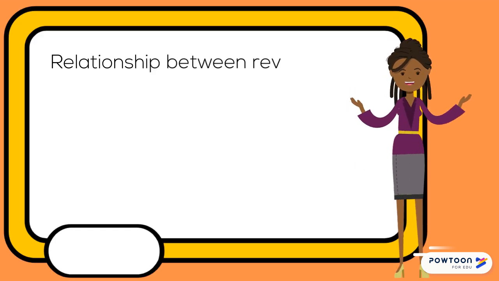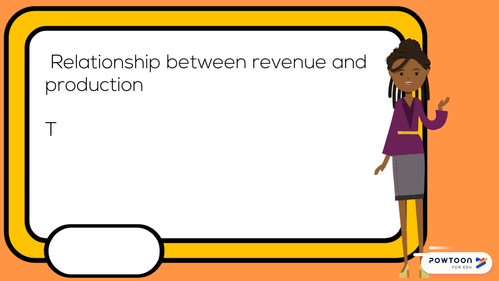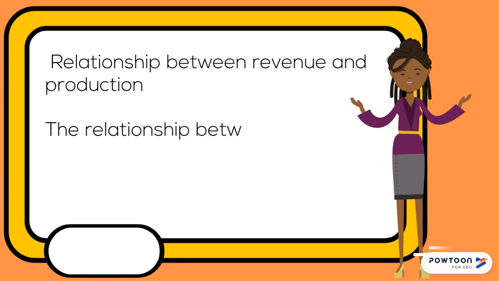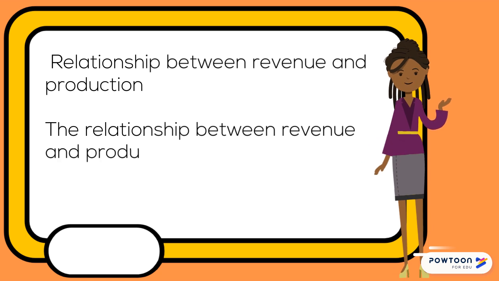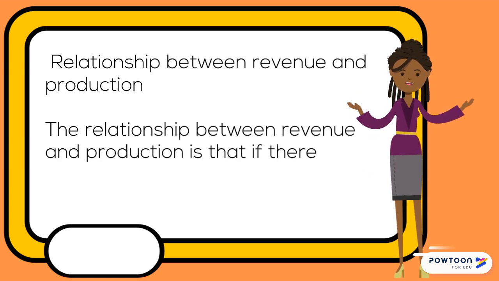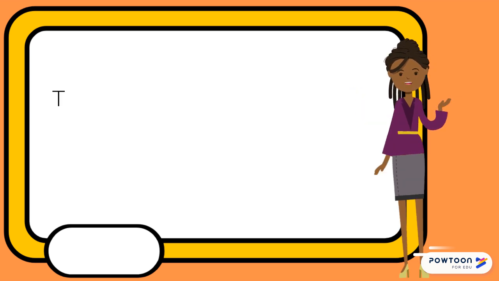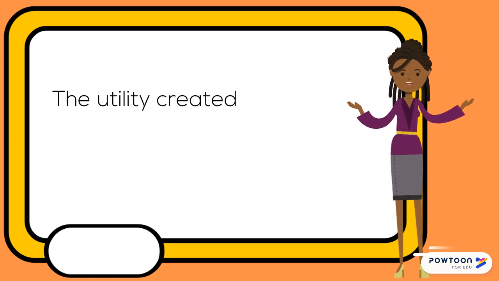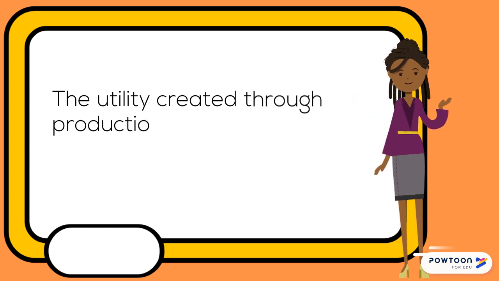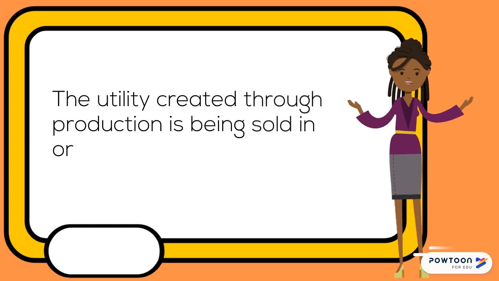Now, let's look at the relationship between revenue and production. The relationship between revenue and production is that if there is no production, there will be no revenue. The utility created through production is being sold in order to attract revenue.